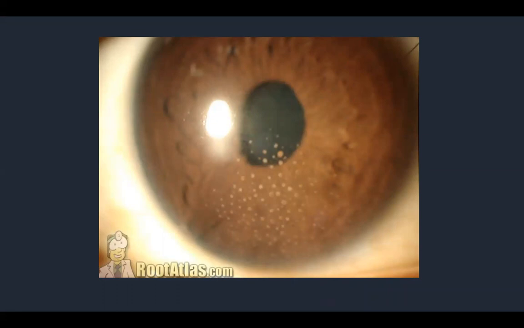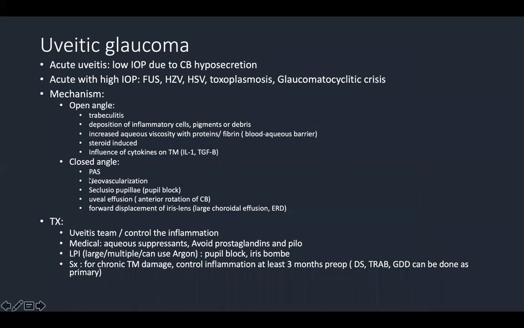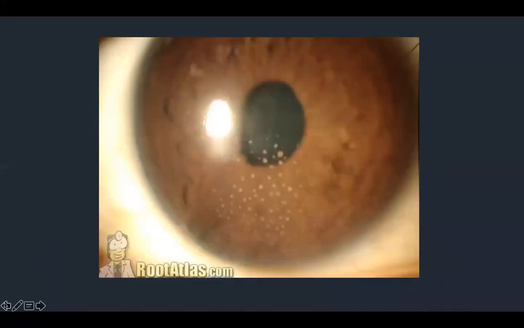So uveitis with high IOP, regardless of the appearance of this photo. I think about herpetic keratouveitis, Posner-Schlossman, Fuchs iridocyclitis, toxoplasmosis, and CMV endotheliitis. Excellent. So how will you manage this case? Do I have an established diagnosis by now or not yet? Well, you have uveitis with high IOP, open angle. What will you do next?